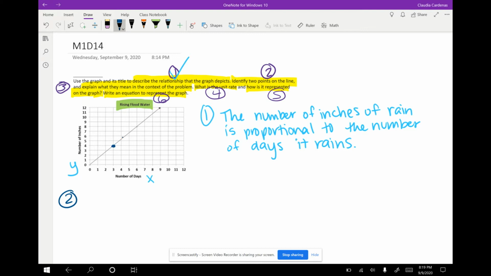I don't care about these points right here in the middle. That's not an exact point. I don't care about this one right here. That's not an exact point. They have to be in the corner.